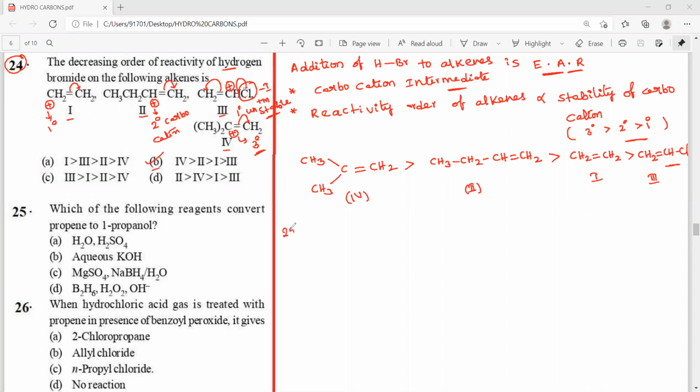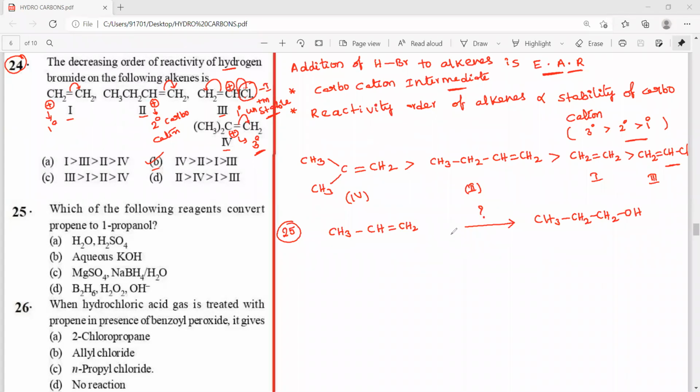Let's see the 25th question, dear students. In this question, which of the following reagents is a proper reagent for the conversion of propene, CH3, CH, double bond CH2, into propan-1-ol? This is the conversion. For this, what is the suitable reagent they're asking?